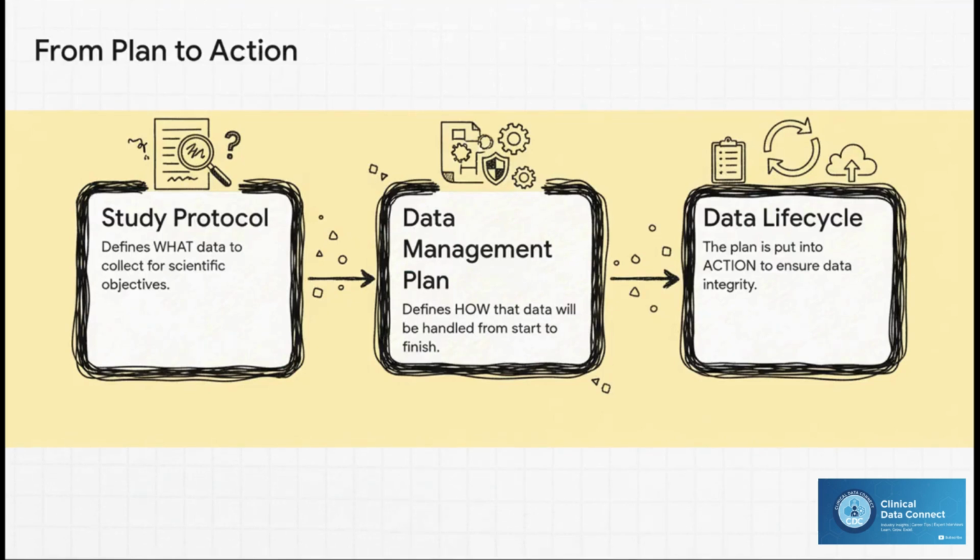So where does this blueprint fit in the grand scheme of things? It's a really logical flow. It starts with a study protocol. The protocol tells us what scientific questions we're trying to answer and what data we need to collect. Then the DMP comes in and translates that into how we're going to collect, manage, and protect every single piece of that data. It's the essential bridge between the scientific idea and the real-world action.